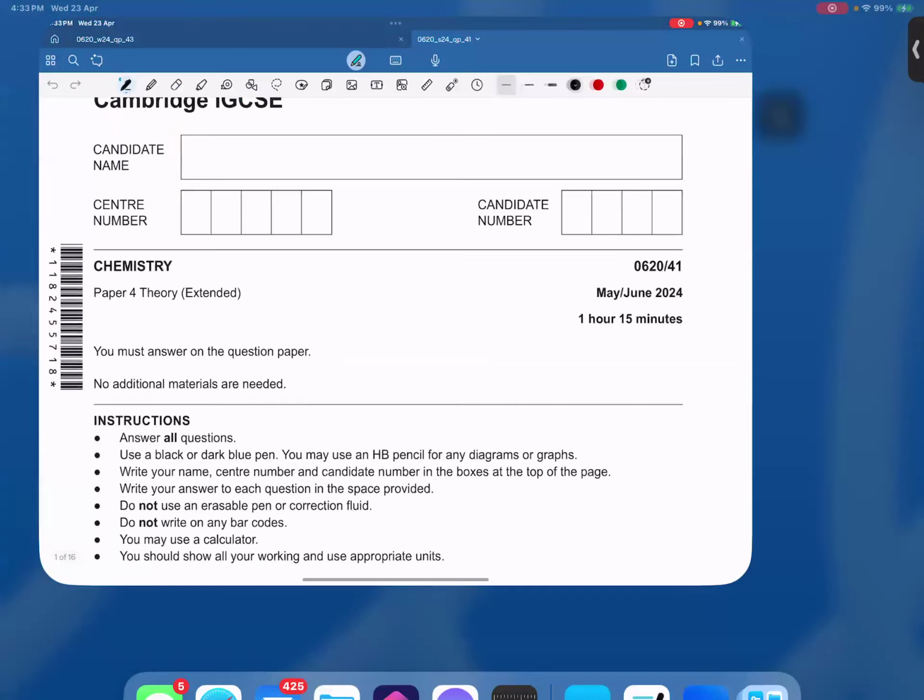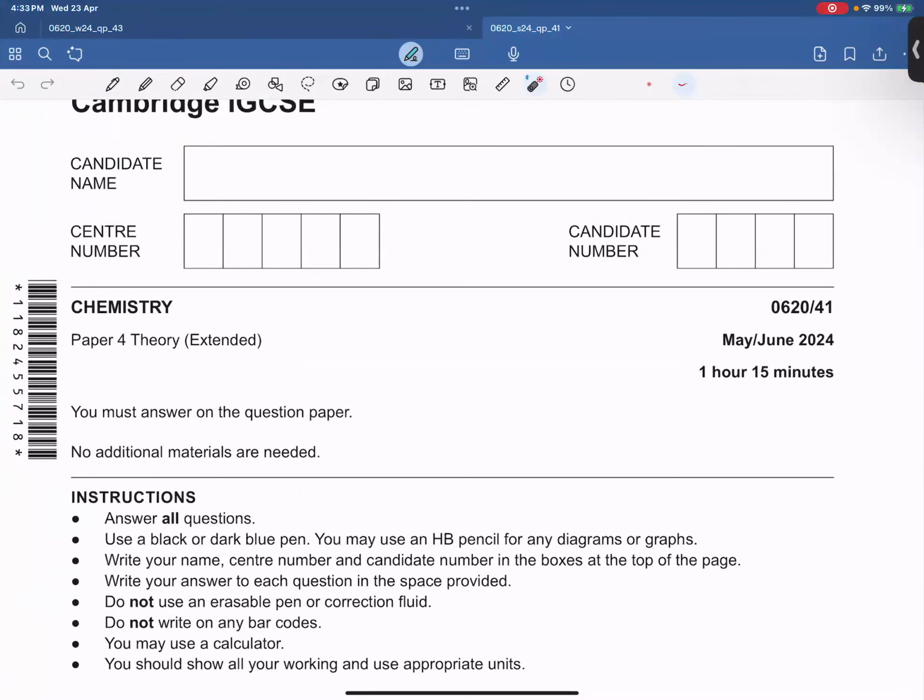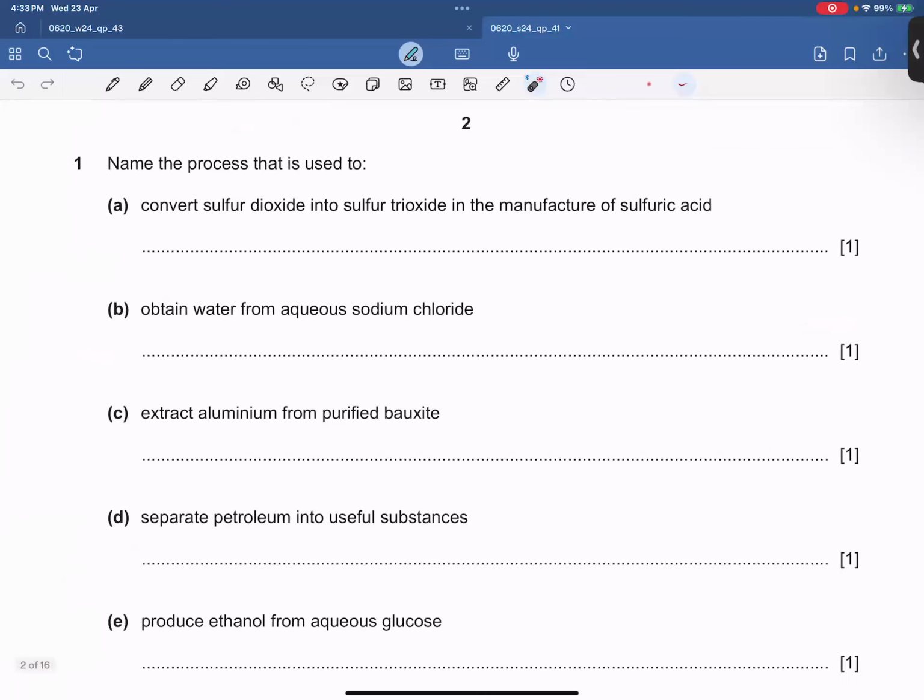So let's start this paper, IGCSE O-Level Paper 4, May-June 2024, variant 41. Let's start the paper. Name the process that is used to convert sulfur dioxide into sulfur trioxide in the manufacture of sulfuric acid. So that is called the contact process.